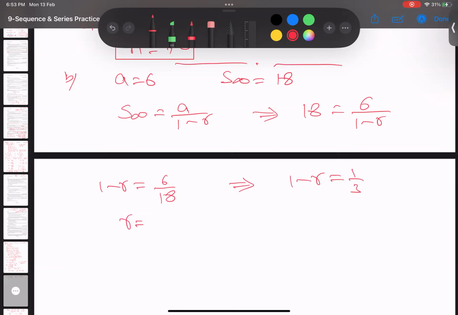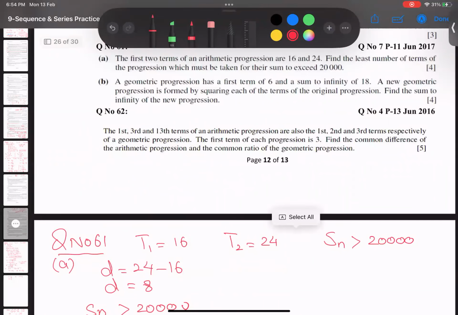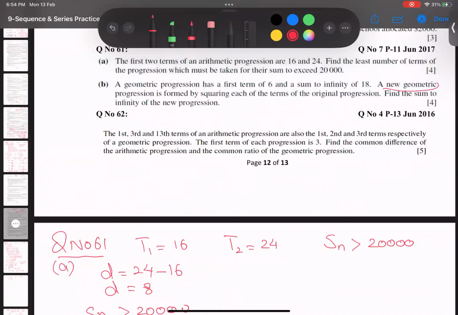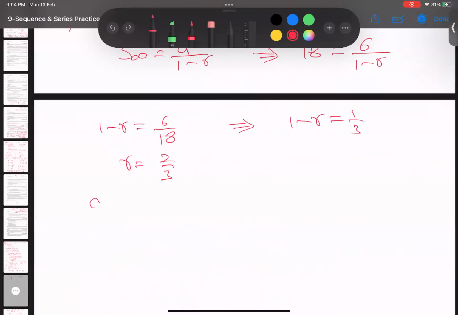So 1 minus 1 over 3 becomes 2 by 3. It's clear, r is 2 by 3. But what is the question he's asking here? He said that a new geometric progression is formed by squaring each term of the original progression. Find the sum to infinity of that new sequence. So first of all, I need to find this sequence. What is the first term? a. How do we get the second term? You know, multiply by r, you get ar. How to get the next term? Multiply by r, I get ar to the power 2.